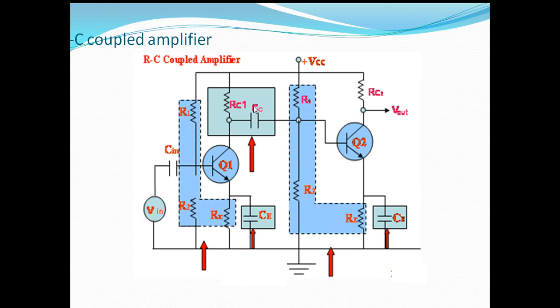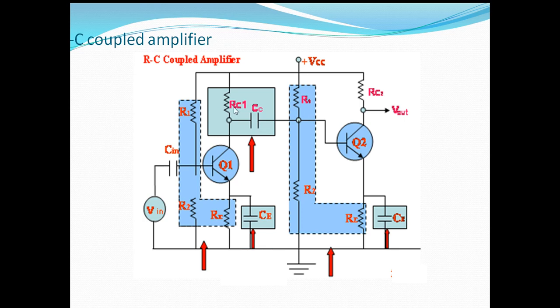Here RC, where R is the resistor across which we are taking the output. Across the resistor we are measuring the output. Here also, across the resistor we are measuring the output. This R is the collector resistor. Next, this output signal is immediately connected to the next stage through a capacitor.